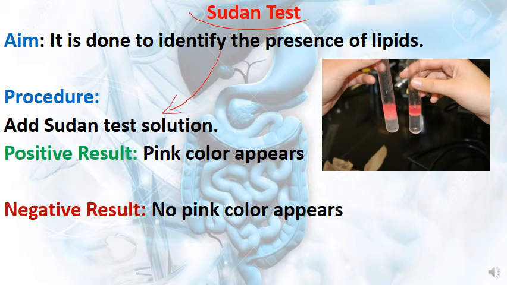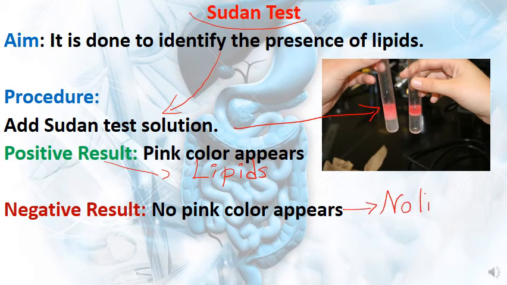If we add it and we have a pink color like the case here, this is a positive result, meaning that we have lipids. While if it's a negative result, no pink color appears, meaning that there are no lipids. So this is the second test that is done to identify the lipids. The first one was the translucent spot test, and the second test was the Sudan test.